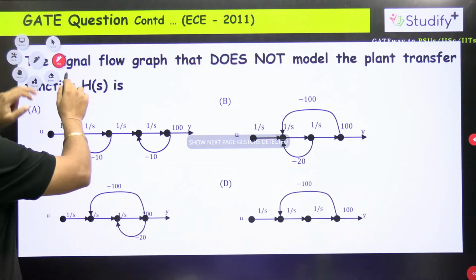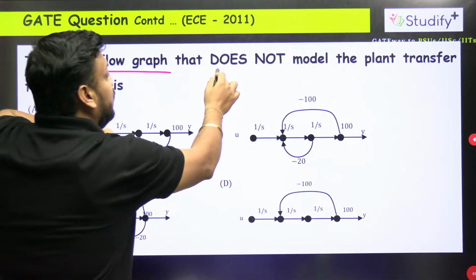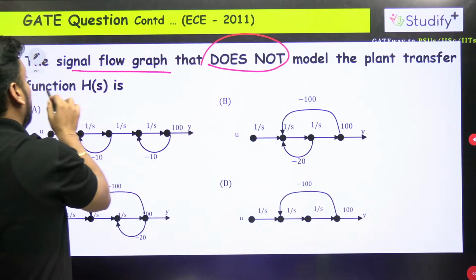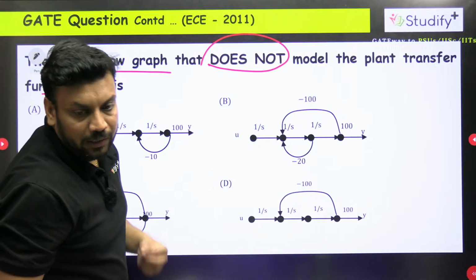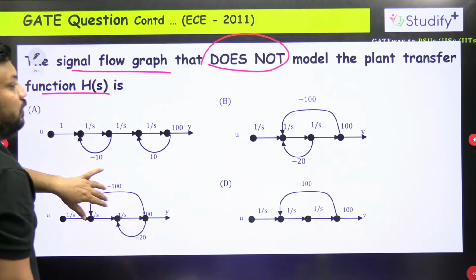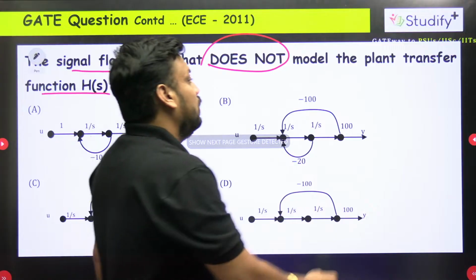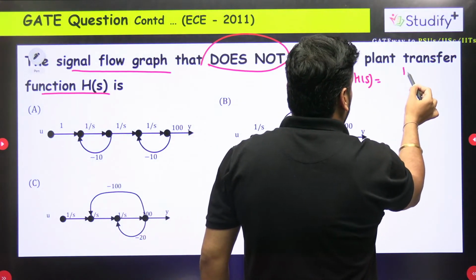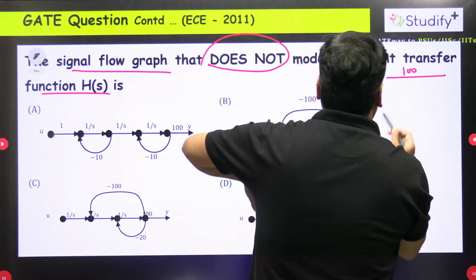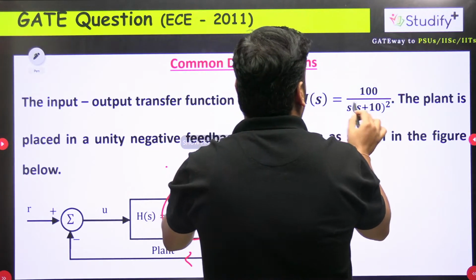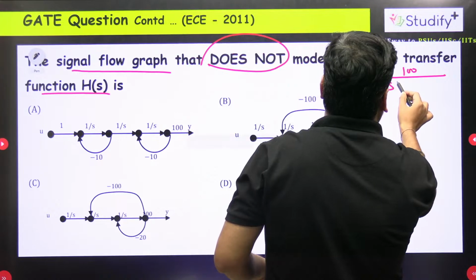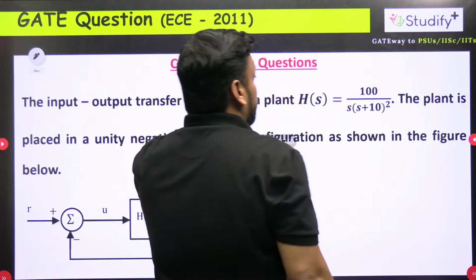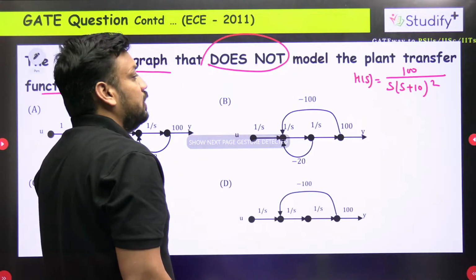The examiner is asking about the signal flow graph that models the plant transfer function. What is the plant transfer function? So we should write the plant transfer function here. Sir, H(s) is nothing but the plant transfer function, which is 100 upon s into (s plus 10) whole square. This is only H(s), 100 upon s (s plus 10) whole square.